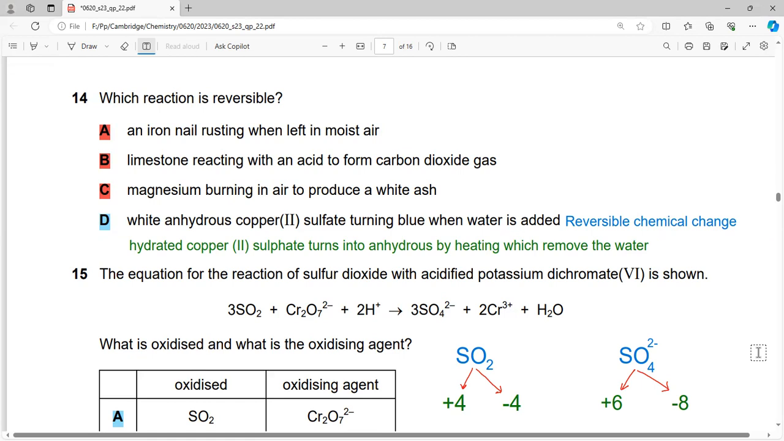What about white anhydrous copper sulfate? Anhydrous means there's no water in it. And if we add water to it, it will turn blue. That's a reversible process. Why? Because if you heat it, the water will evaporate, and once again it will turn white and become anhydrous. So by adding water, it becomes hydrated. By removing water, it becomes anhydrous. So this is a reversible process, and it is also used to detect water. In that way, this is our reversible chemical change. D is our correct answer here.